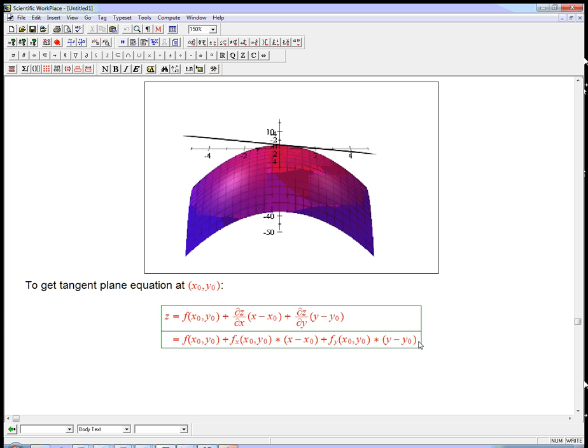Okay. So here's the tricky thing. This usually works, but not always.